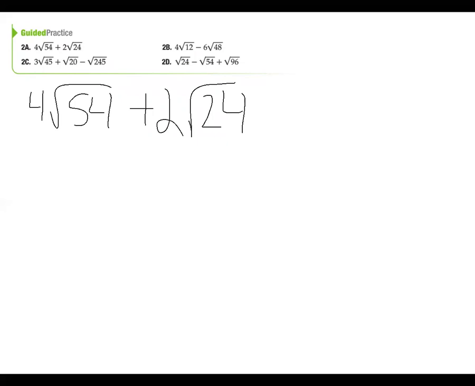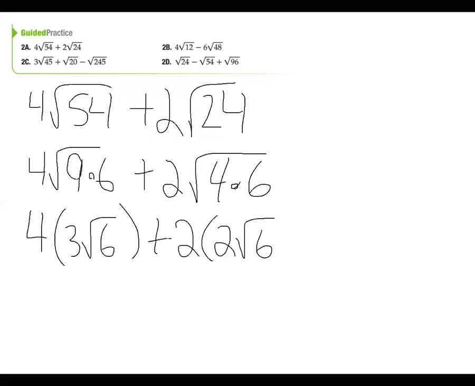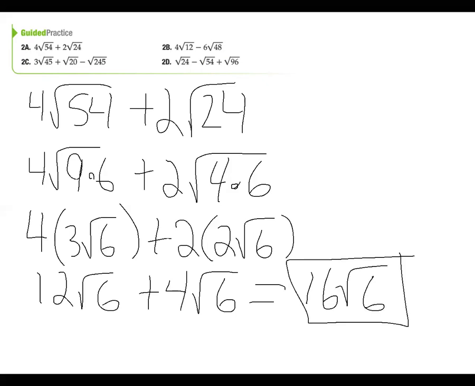So 54 is 9 times 6, and 24 is 4 times 6. Okay, so this is going to end up being 4 times 3 square root 6, and this one's going to end up being 2 times 2 square roots of 6. So you'd have 12 square root 6 plus 4 square root 6, and that comes out to be 16 square roots of 6. Okay, cool.